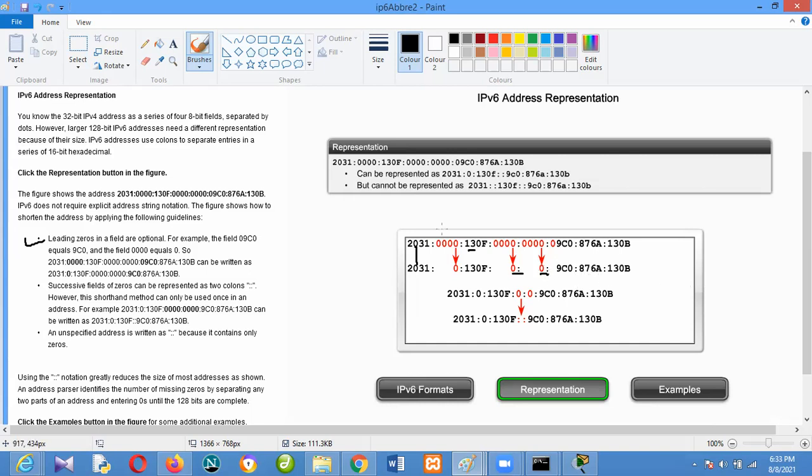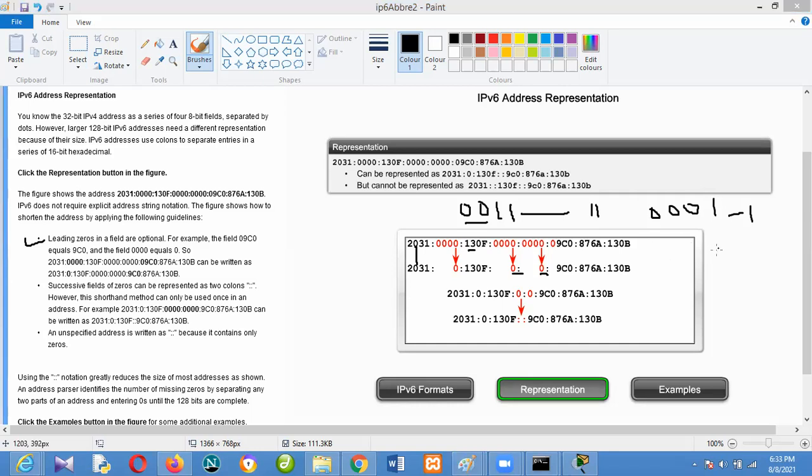So if you have 0011, it's going to be converted as 11. You ignore the leading zeros. If you have 0001, it's going to be 1. This one is going to be 11 too. But 1000 is still 1000. There's no leading zero here, so don't be confused with this particular one. You're only dealing with leading zeros. That's how to abbreviate it.